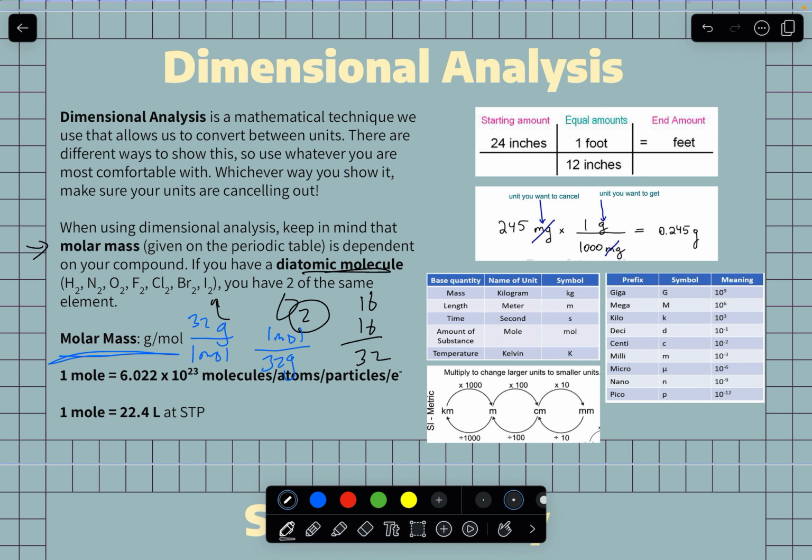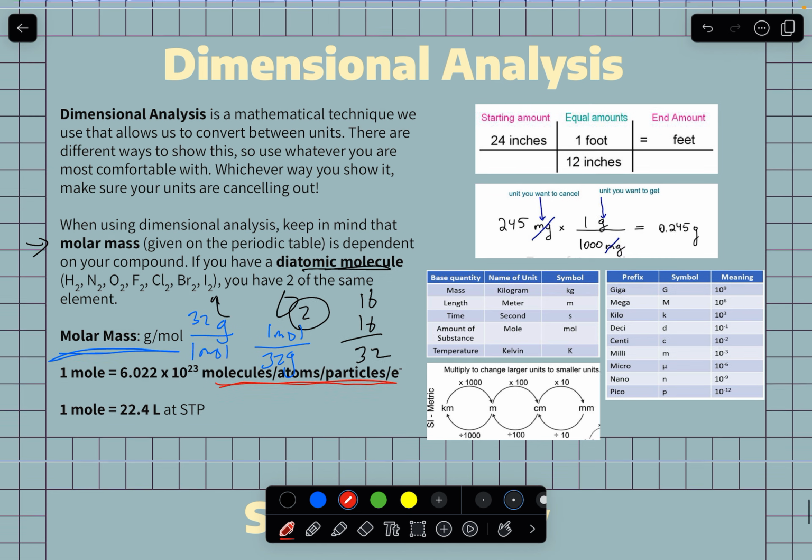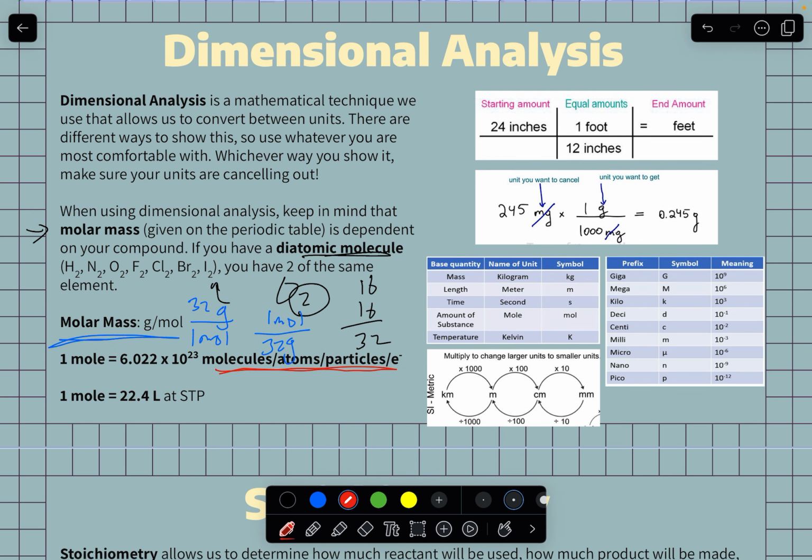For molecules, anytime we're talking about molecules, atoms, particles, electrons, any of that, you can use Avogadro's number to go between moles and those. So 1 mole is 6.022 times 10 to the 23rd. And when we're talking about gas laws at STP, you can go from 1 mole to 22.4 liters. So you can convert from moles to volume.